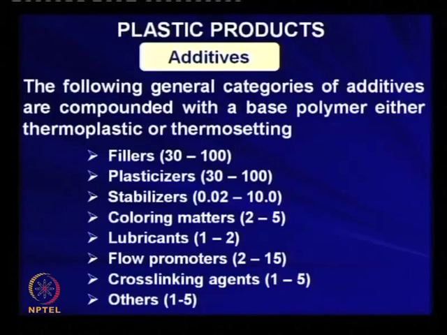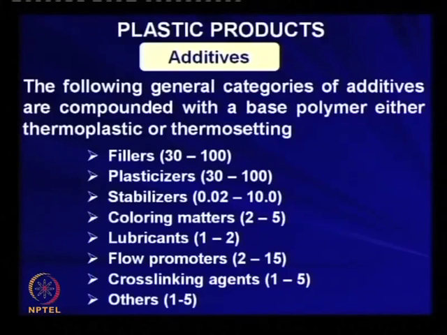Now, what are those additives? Today let us concentrate on the plastic products. Products would be of plastic nature, fiber products, rubber products, surface coatings. So, products may be of different types, and in each case the ingredients used for making those products are different.